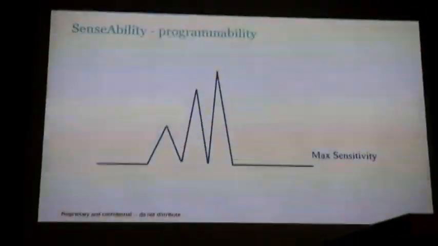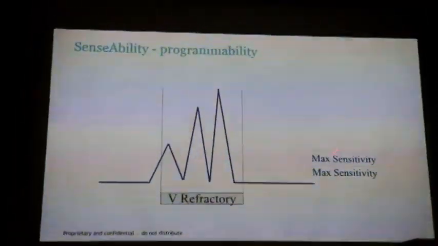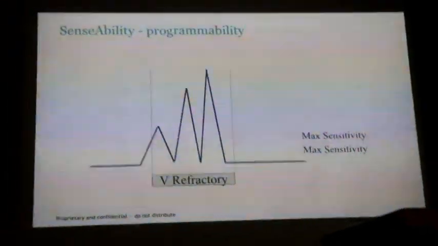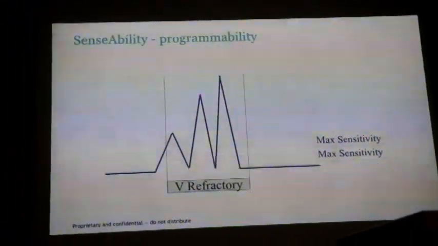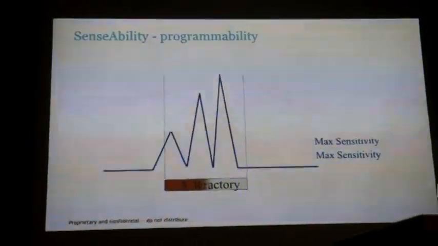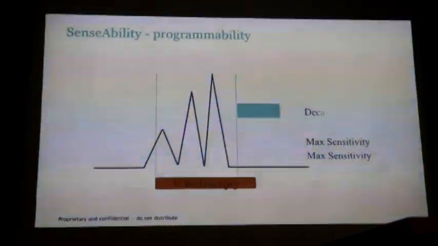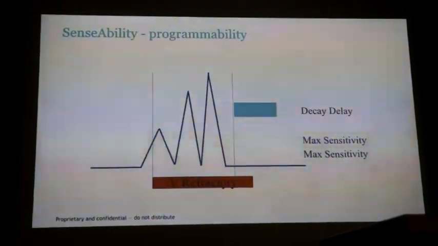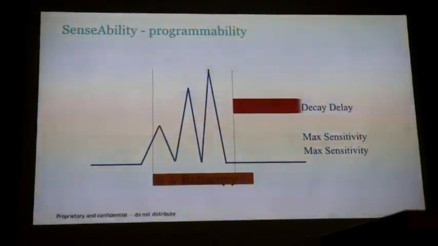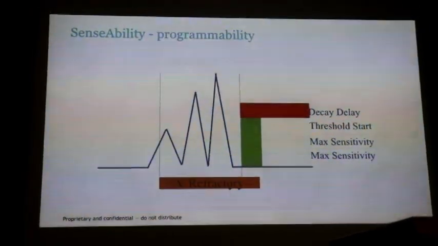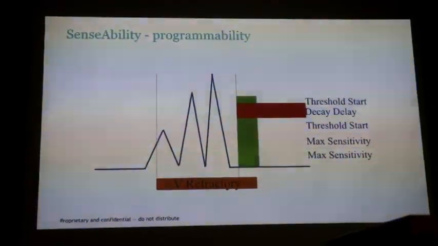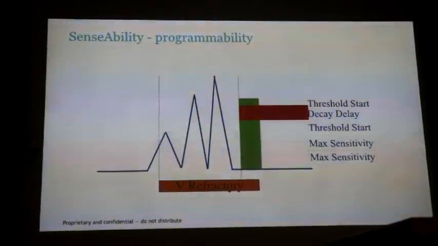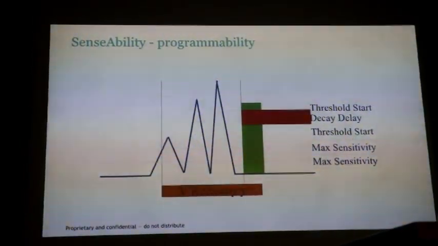So a little bit of a quick review. All these things here are programmable. The maximum sensitivity we can program, we can make that higher. The sense refractory period we can extend, so we can push that out if we want to. The decay delay, remember, it's seeing the R wave, holding it for a period of time at a set sensitivity. We can extend that out as well, and then we can change the threshold start so we can push that up higher as well. So this is the sensitivity that it starts at, dependent upon the measured R wave.